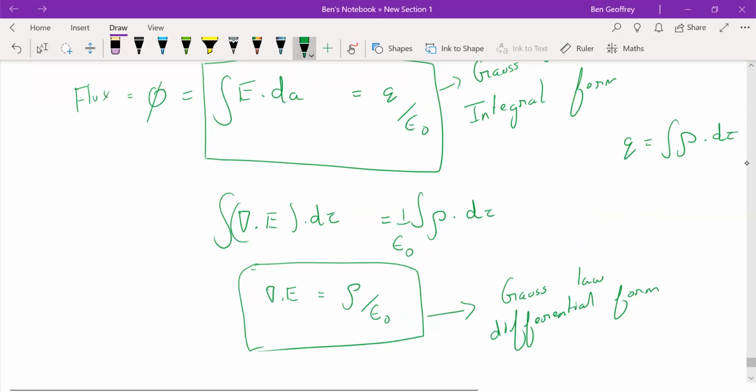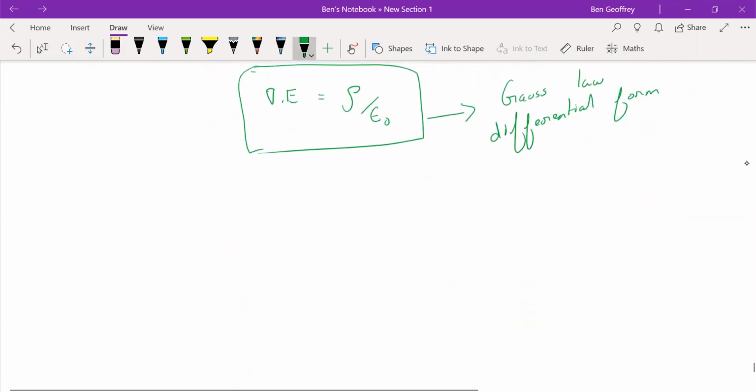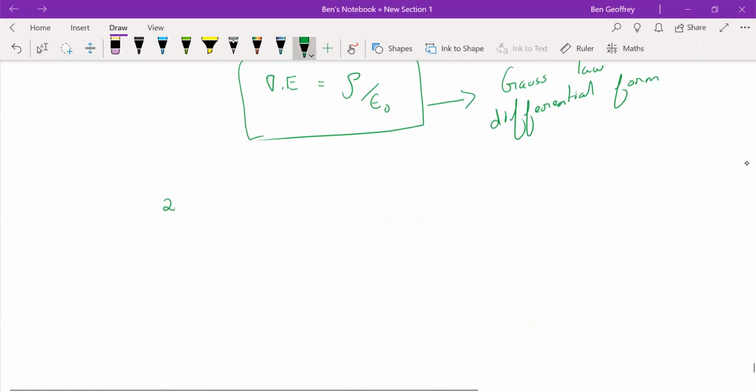Gauss law in differential form. Now let us go to the second Maxwell equation. The second Maxwell equation is going to be Gauss law in magnetostatics.